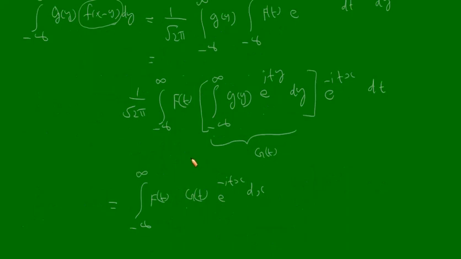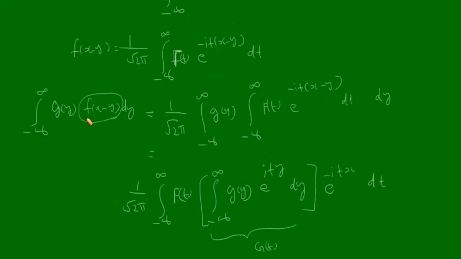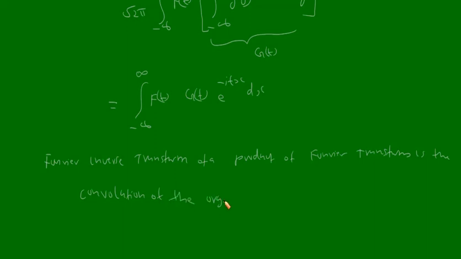So what is our result? The result is that the Fourier inverse transform of a product of Fourier transforms is the convolution of the original functions, f star g.